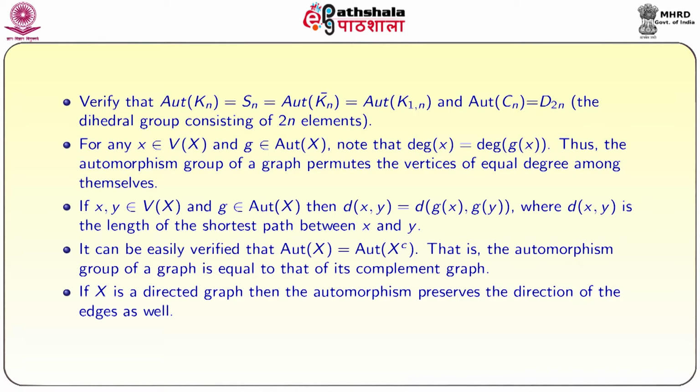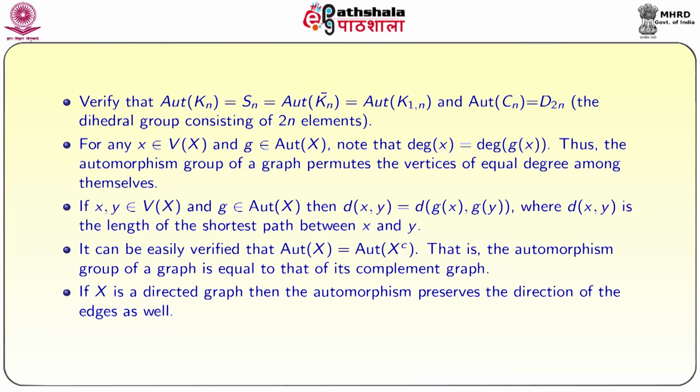It is easy to verify that automorphism group of Kn is equal to Sn, which is also equal to the automorphism group of Kn complement. Kn complement, generally we denote as Kn power c. So, Kn complement is nothing but the null graph. So, for the null graph as well as for the complete graph, the automorphism group is the entire Sn. In fact, these are the only graphs with n vertices whose automorphism group is equal to Sn. So, this is another way to characterize whether a given graph is a complete graph or not.